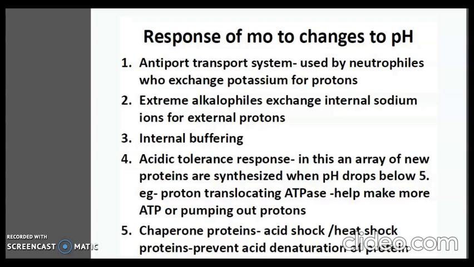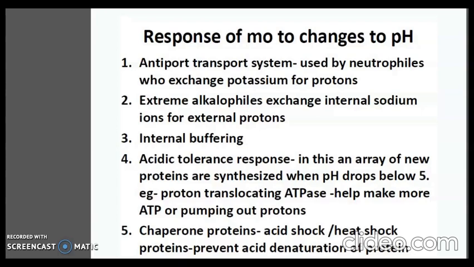In bacteria, small variation in external pH is corrected by sodium proton or potassium proton antiport systems. If the external pH drops below 5.5 to 6, organisms such as E. coli and Salmonella typhimurium synthesize a new array of proteins as a result of high ATPase activity in order to pump protons out of the cell. This is referred to as their acid tolerance response.